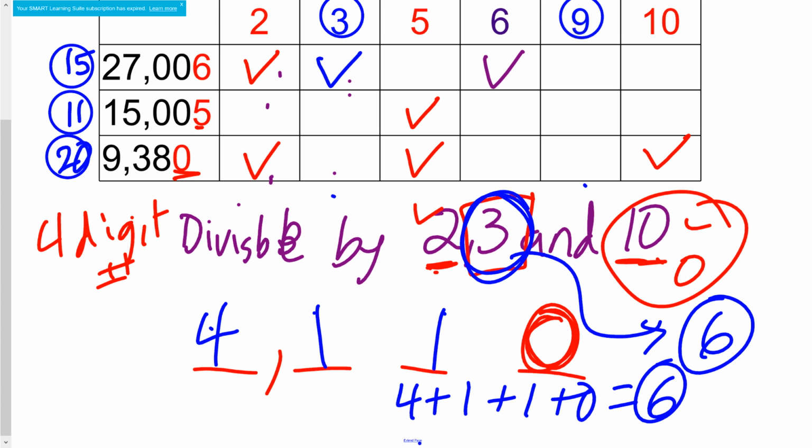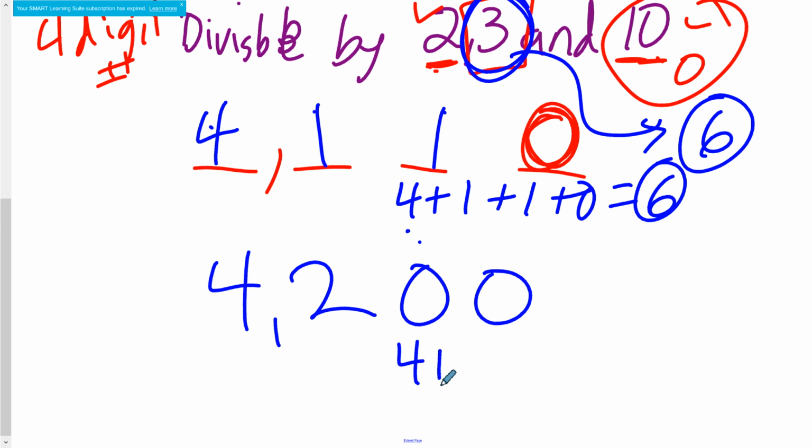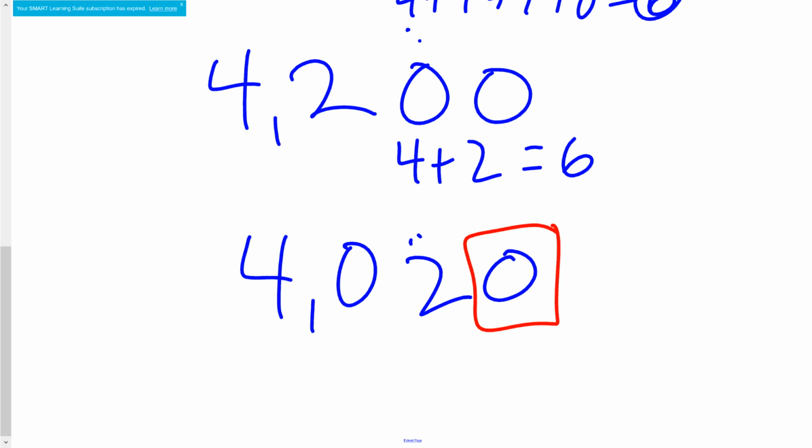Now I also could have done 4, 2, 0, 0, because 4 plus 2 equals 6. Or I could have done 4, 0, 2, 0. The only thing that has to be where it is is that 0. It always has to be there. So those are different ways of taking a look at our divisibility rules.